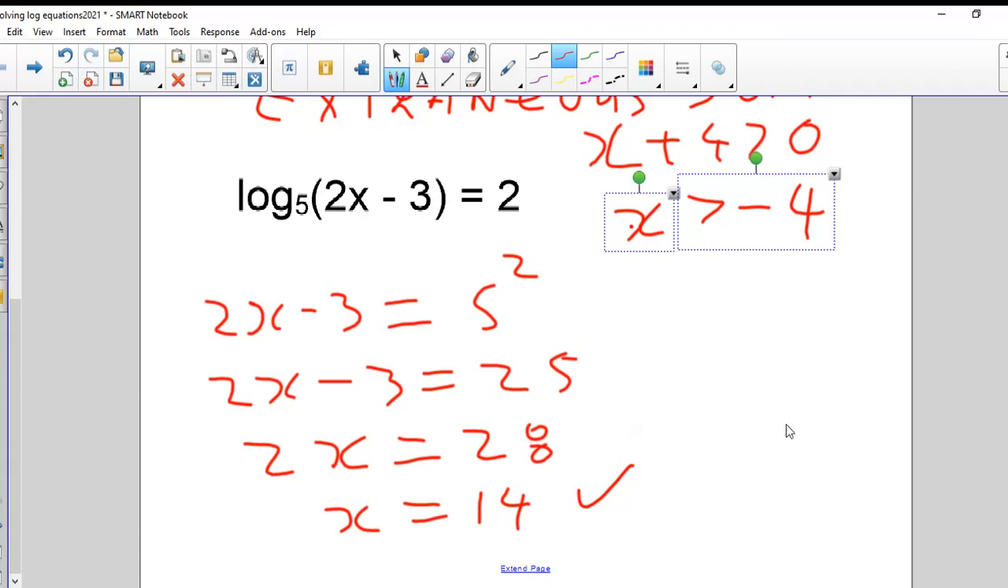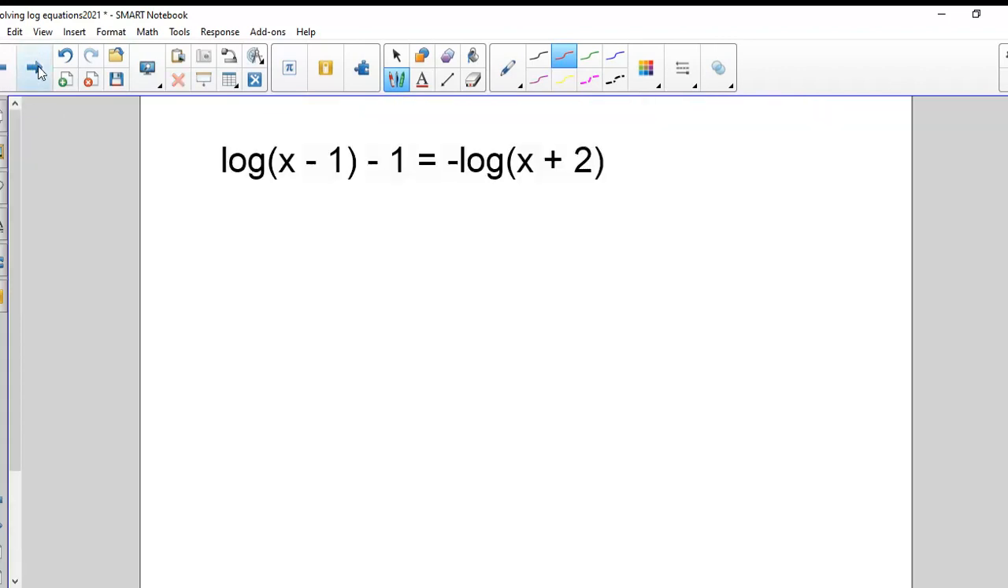We could, though, just to verify it, take 2x minus 3, set it greater than 0, and solve it and see what the actual restriction on the answer is. But no, 14 is a perfectly legitimate answer. So hopefully that answers your question. We don't really have to find the restrictions every time. If we can just show that the answers that we got are acceptable, then that's good enough. Okay? All right, let's get to the next one.